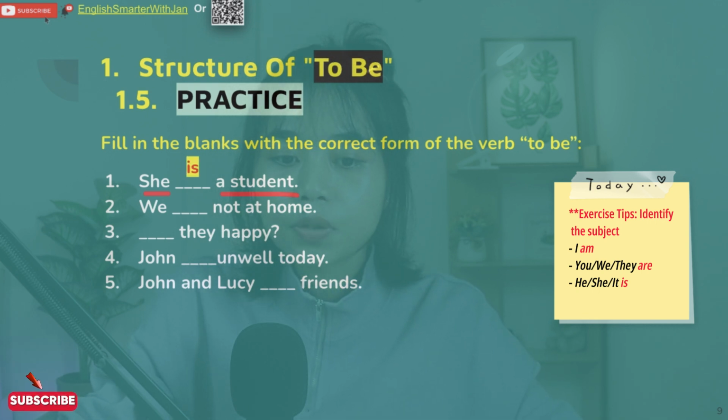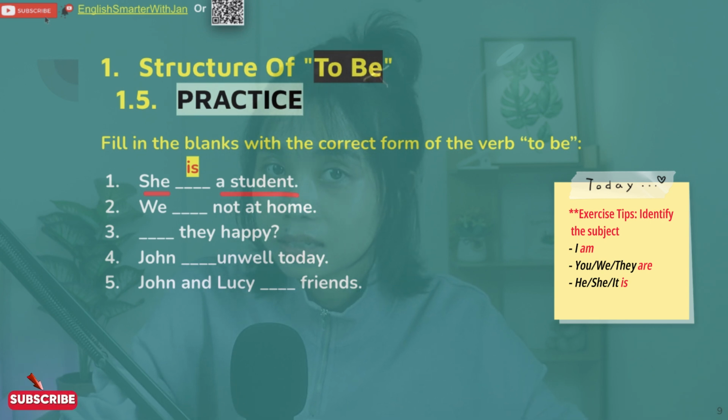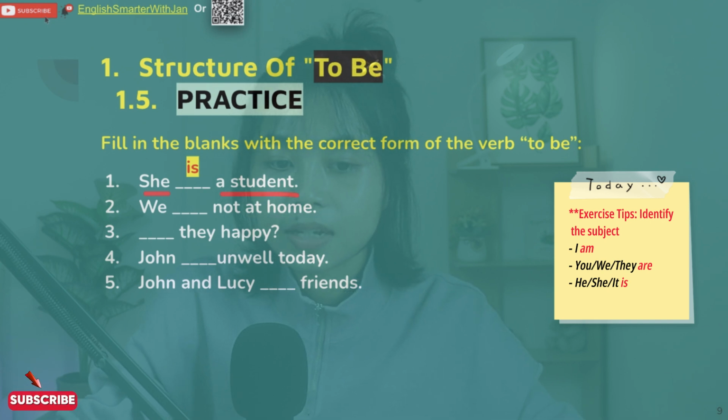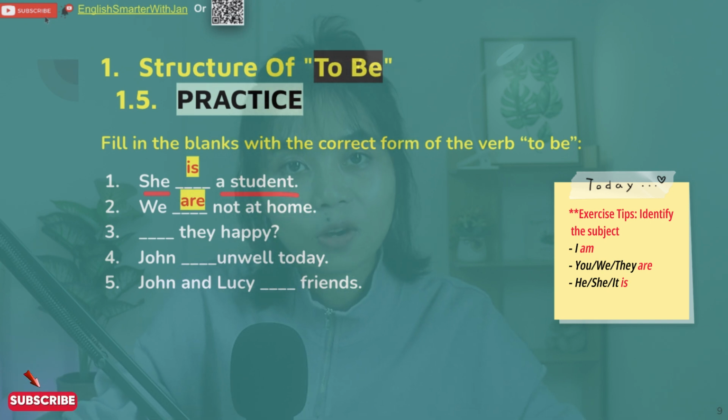Okay, number two, we not at home. It's the positive sentence again, isn't it? So with the subject we use are. We are not at home.